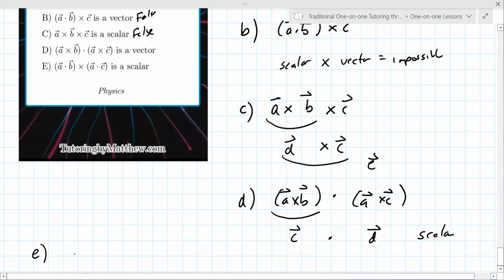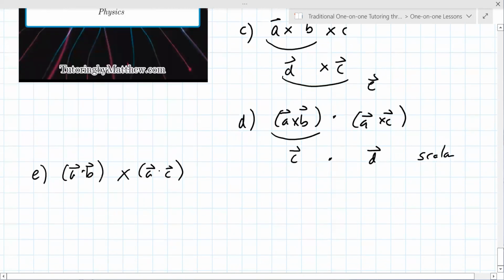We've got the dot product of two vectors crossed with the dot product of two vectors. So when you dot two vectors, that's a scalar. Scalar cross a scalar is impossible. So this is also false.